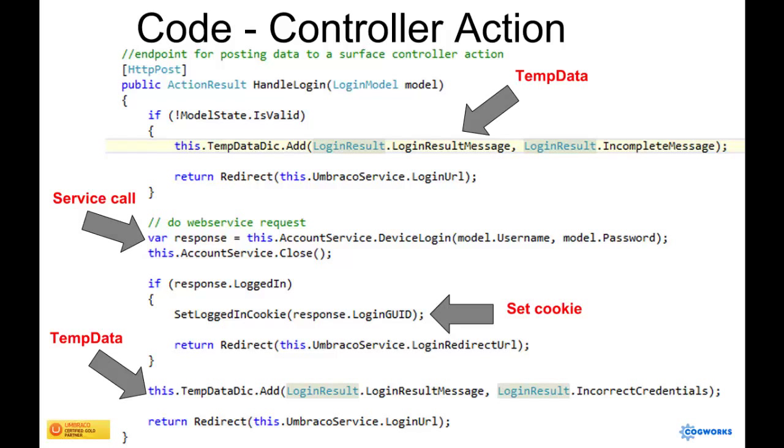So this controller is all about logging in. And in this scenario, what we had to do was log in using an external web service. And it was an old school SOAP web service. All we did was, as you do normally, check to see if the model state is correct, set some temp data, and then redirect. If it is correct, then do a web service call, which is this line here, and close the service, close the connection, sorry. And then if the response was logged in, so that's just a Boolean, set a cookie. Otherwise, set temp data and redirect to the current page. So not much fancy stuff going on there.